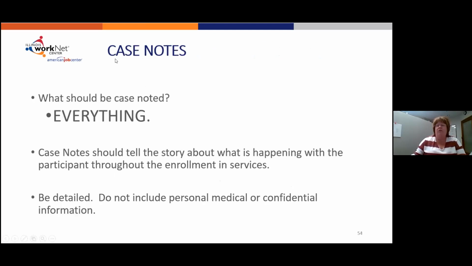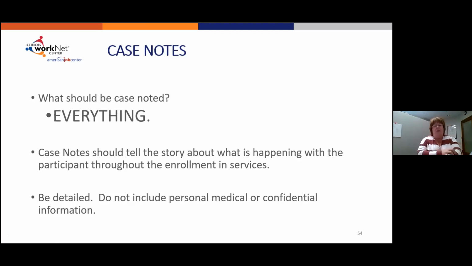And then case note requirements. A lot of people ask, okay, well, what do I case note? Everything. The case note should tell the story about what is happening with that participant. We don't need to know that their brother was sick yesterday or something like that. I'm just saying you need to walk through the whole process of what you are doing with that participant. What's happening with their training? Are they progressing? What are they doing?